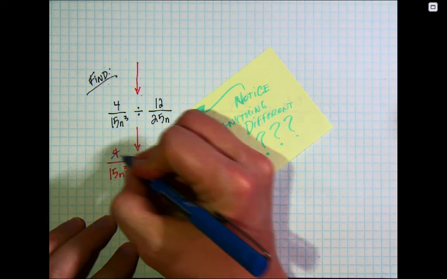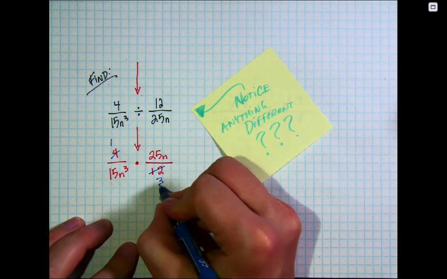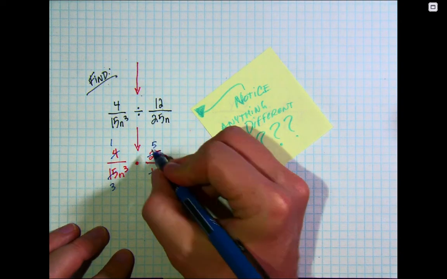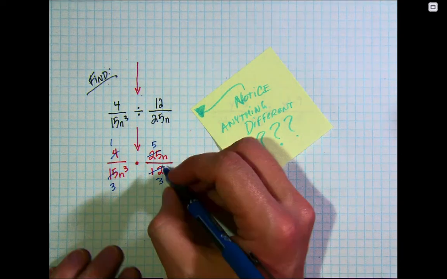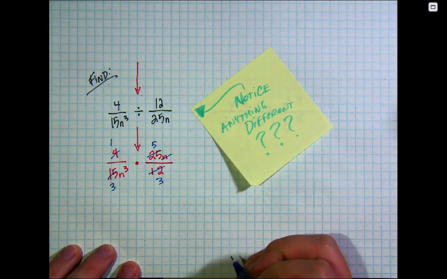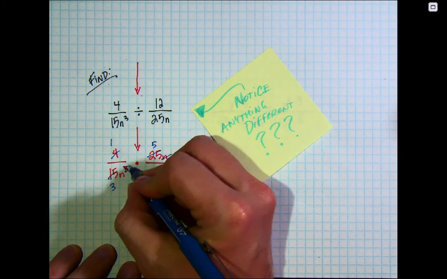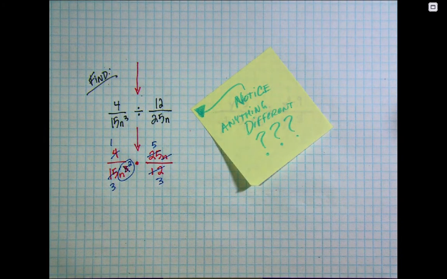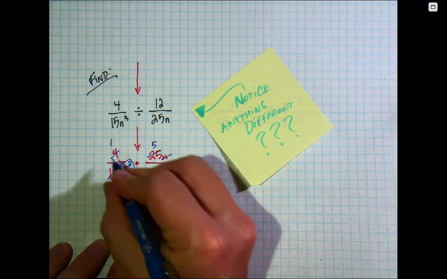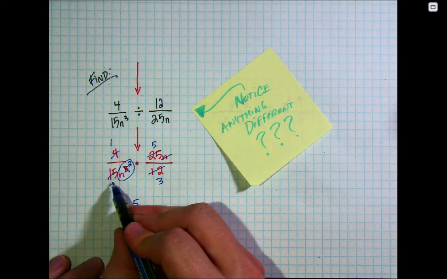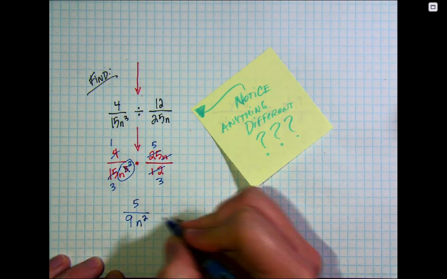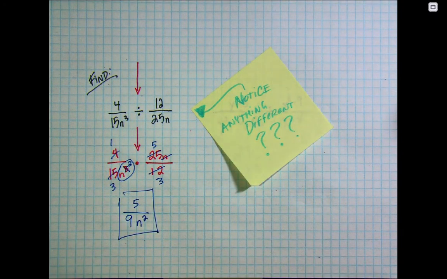The 4 and the 12 reduces to a 1 and a 3. The 15 and the 25 reduces to a 3 and a 5 when you divide by 5. And then an n and an n cubed, well, one of these three n's is going to get canceled by that n. So this n cubed is now going to be an n squared. And now my final answer on the top is 5, 1 times 5, over 3n squared times 3, so 9n squared. Easy peasy. That's it.